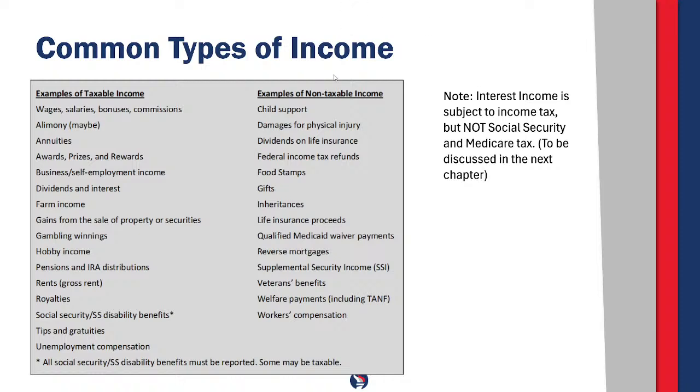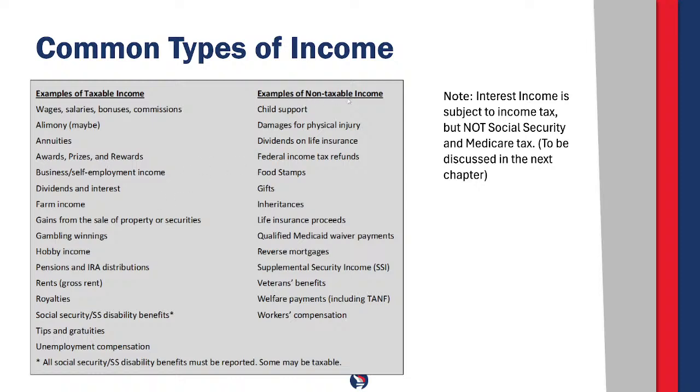So some common types of income, and here we have some examples of taxable income. Wages, salaries, bonuses, commissions, alimony, possibly. It's a detail. This has changed in the past few years. Annuities, awards, prizes, and rewards. Business and self-employment income, dividends and interest, farm income, gains on the sale of property or securities, gambling winnings, hobby income, pension and IRA distributions, rent, royalties, Social Security benefits, which may or may not be taxable depending on other factors, tips and gratuities, unemployment compensation. These are just some examples of taxable income.